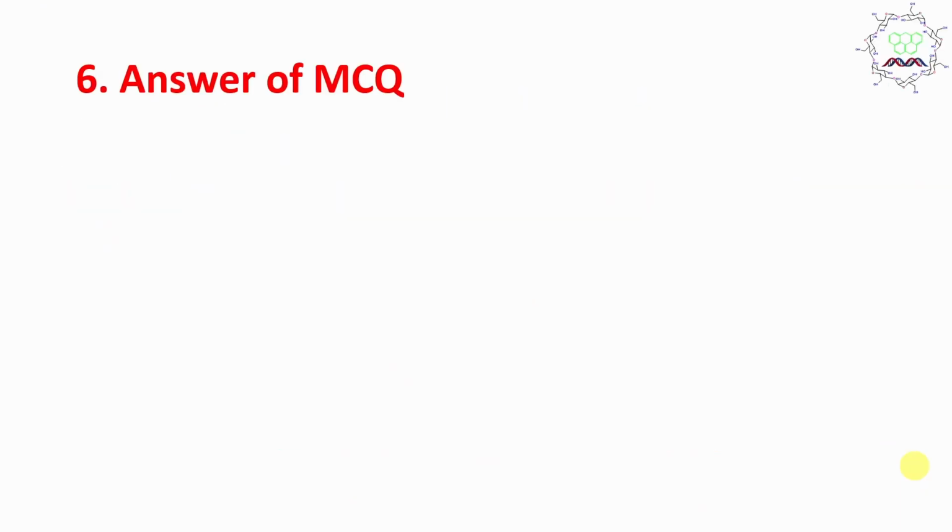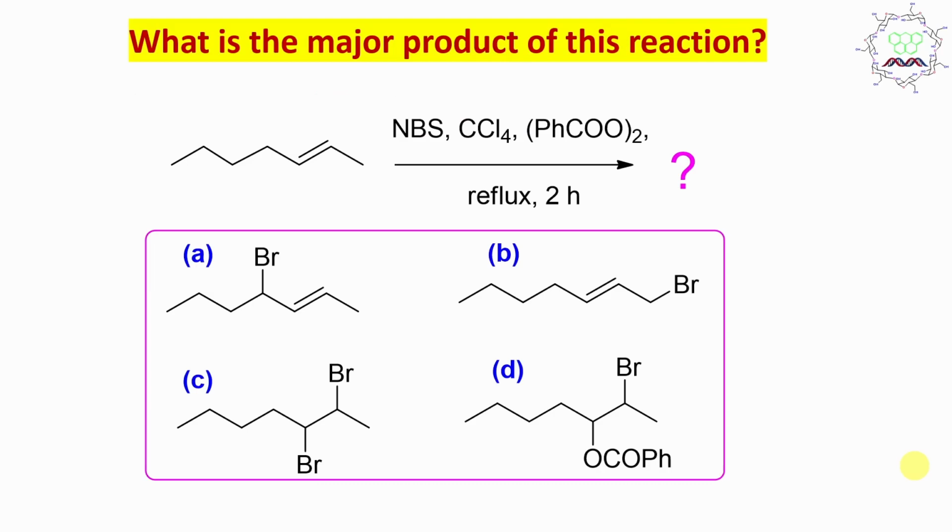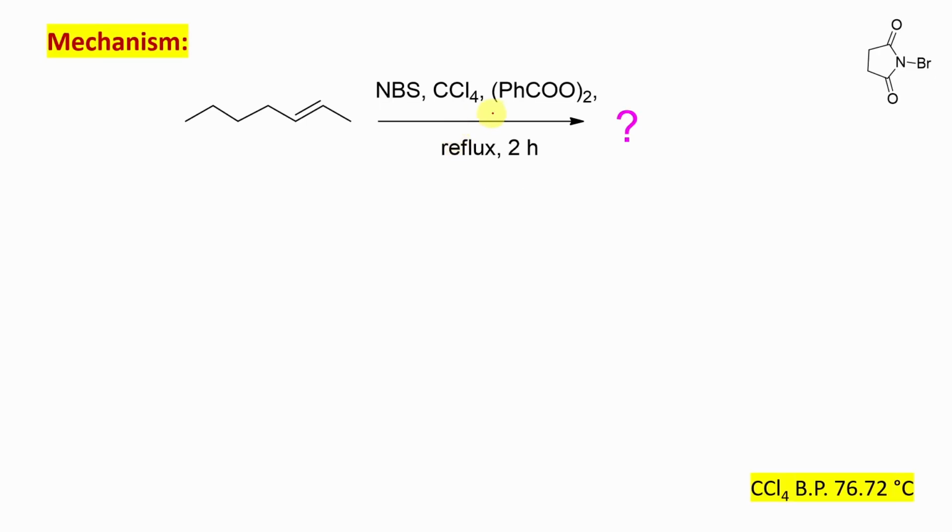Now let's go to the MCQ. I guess you have tried. It is a very easy example. What is the major product of this reaction? Four options are given. Student, if you observe this, it is NBS in carbon tetrachloride. What is this molecule? This is benzoyl peroxide, more accurately dibenzoyl peroxide. By the way, there is a mistake in my drawing: this one oxygen will not be there. This is Ph-C(=O)-O-O-C(=O)-Ph, dibenzoyl peroxide.